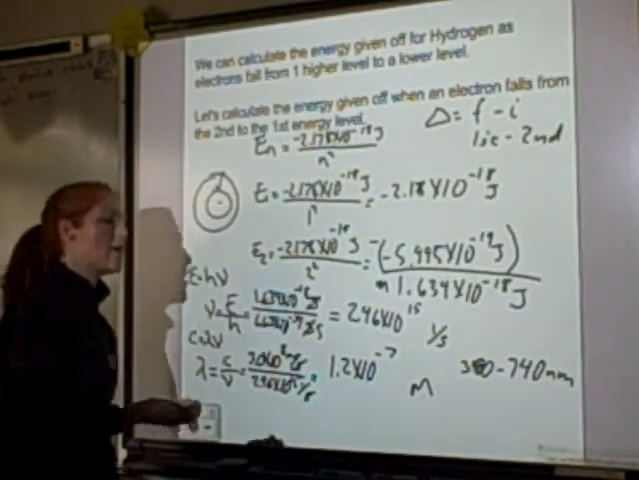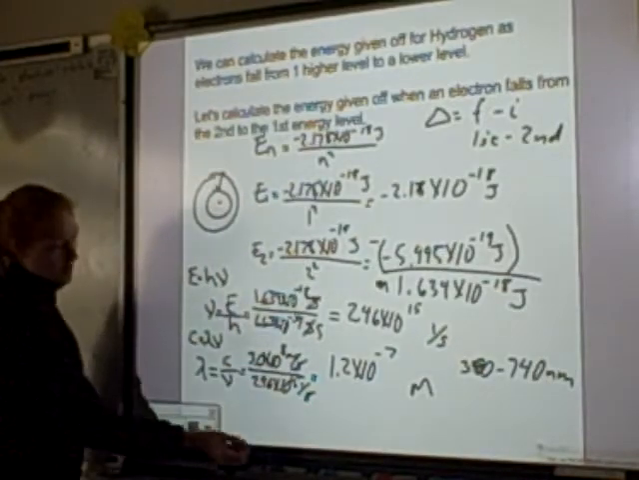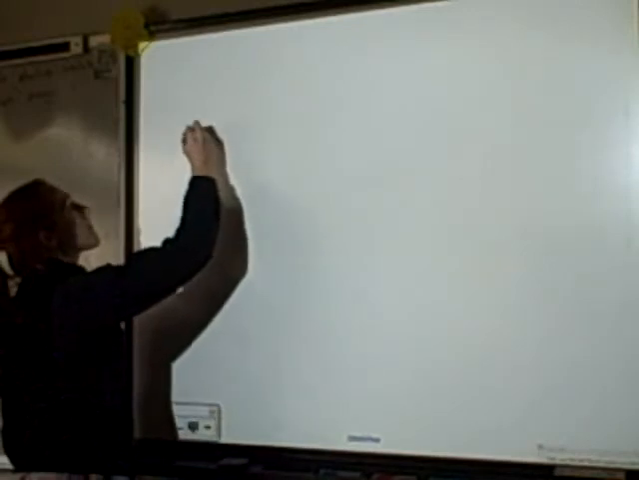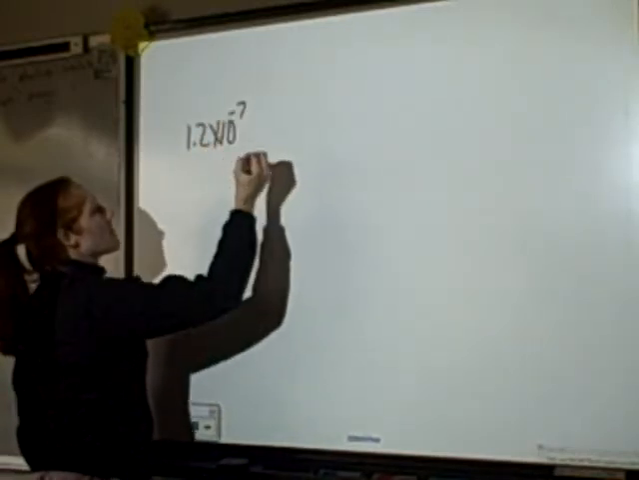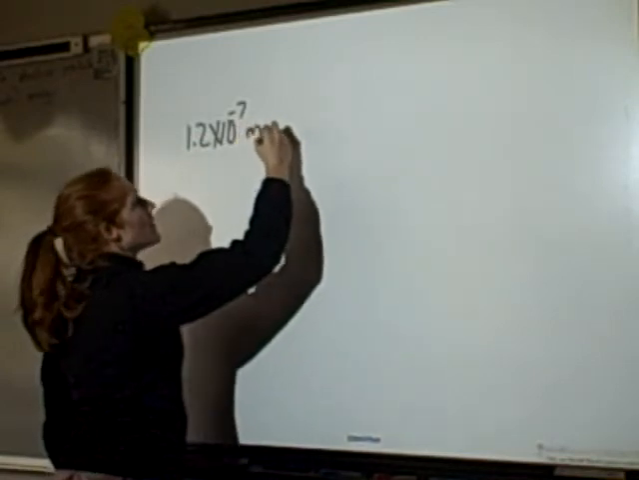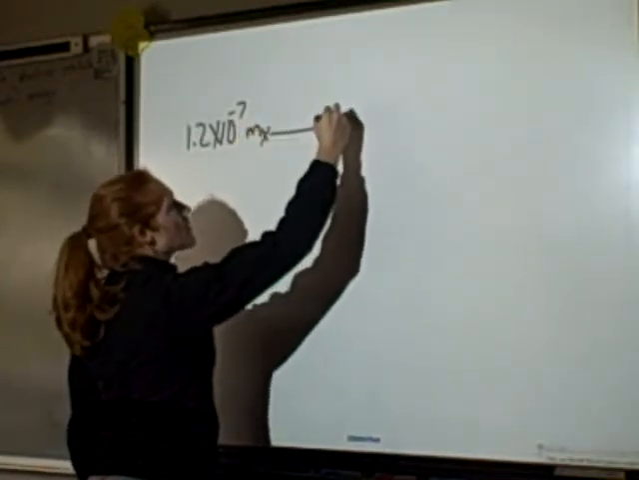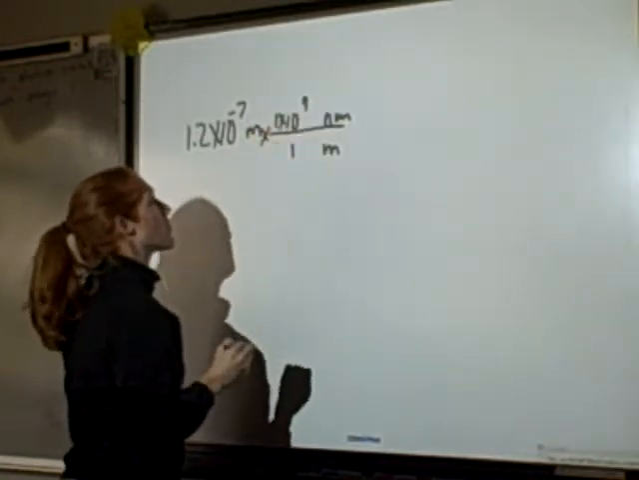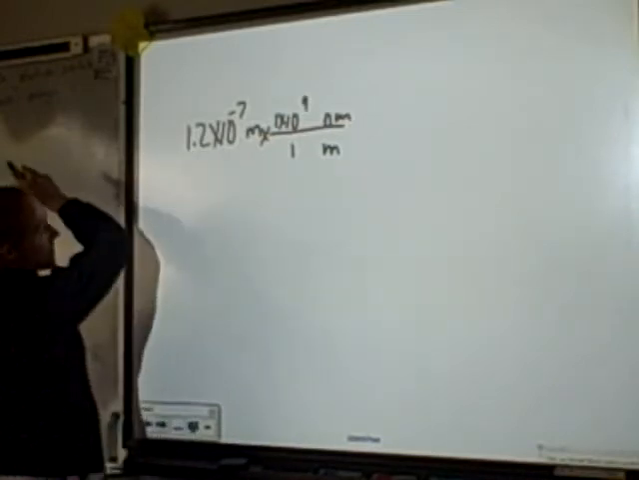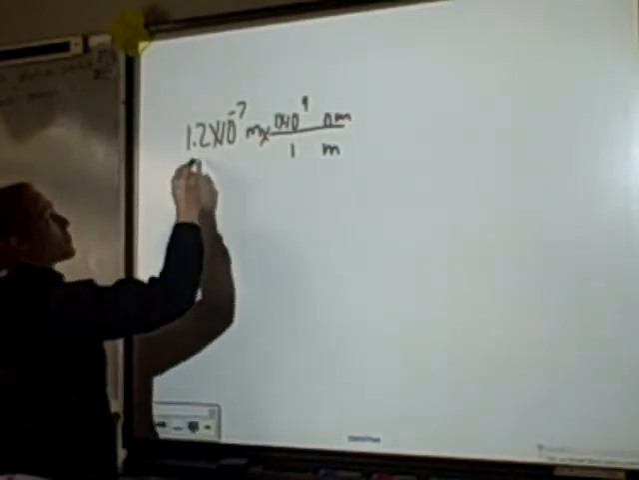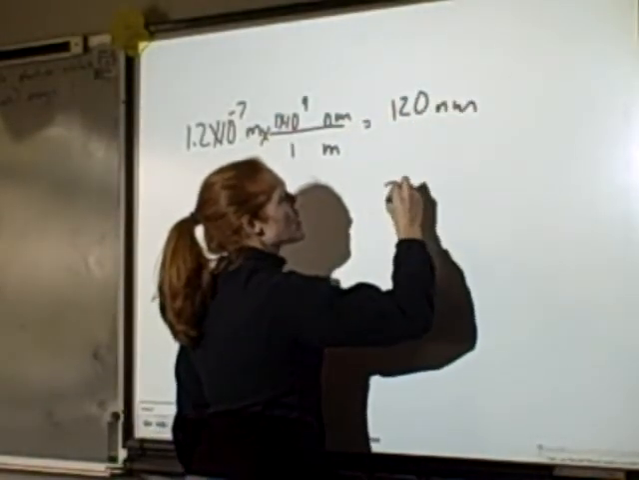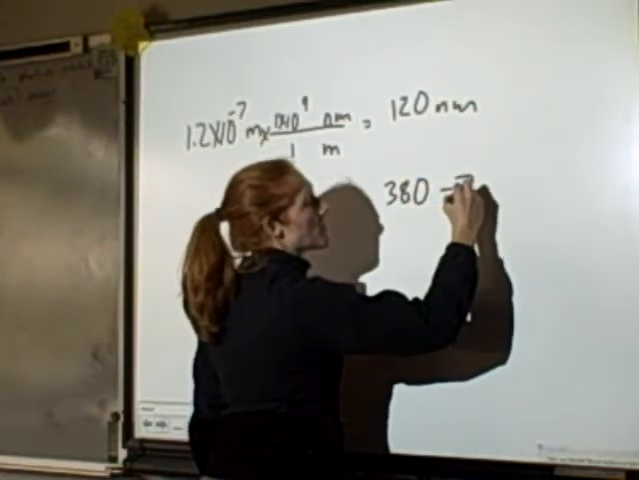That's the visible spectrum. So I'm going to convert those meters to nanometers, also just because I like to do that. So 1.2 times 10 to the negative 7th meters. I want nanometers, so I'm going from meters to nanometers. If I had a meter, I would have 1 times 10 to the 9th nanometers because they're super small. So I'm moving the decimal 7 times this way and then 9 times that way, so basically 2 times that way. So I get 120 nanometers. So that's not going to fall between my 380 and 740.